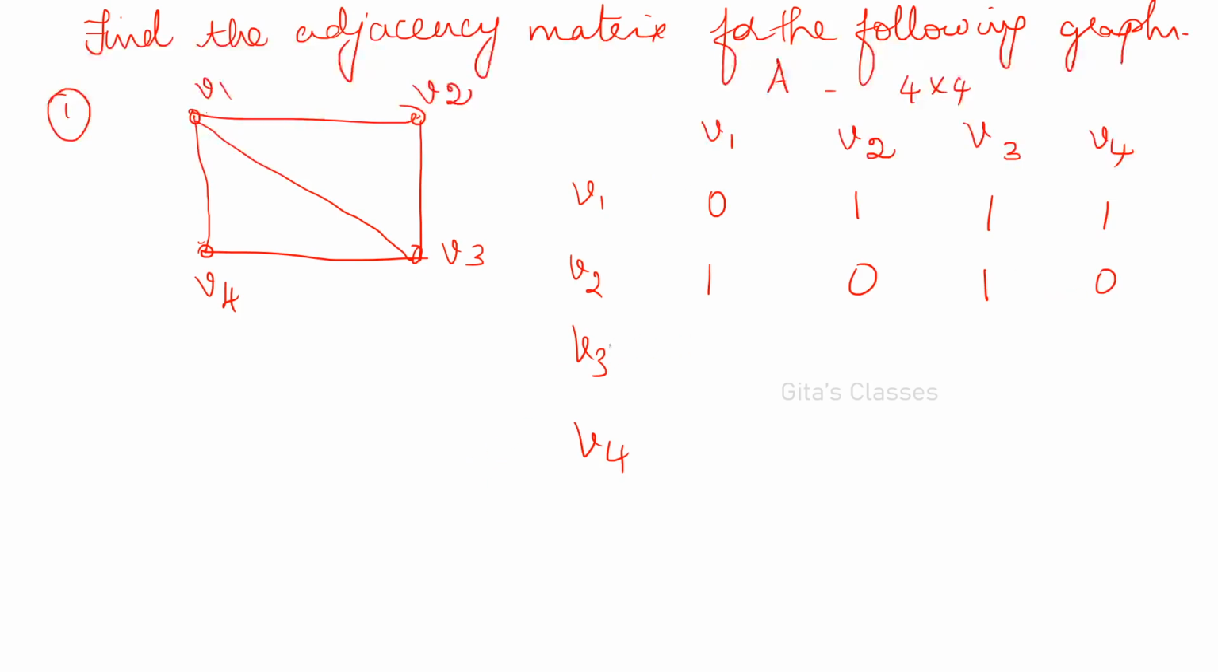Okay. Then next will be V3 and V1. V3 and V1, they are adjacent, so 1. And V3 and V2, yes, they are adjacent. V3 and V3, no loop, so 0. V3 and V4, yes, there is an edge, so 1. Similarly, V4 and V1, 1, there is an edge. V4 and V2, there is no edge, so 0. And V4 and V3, yes, 1. V4 and V4, there is no loop, so 0.